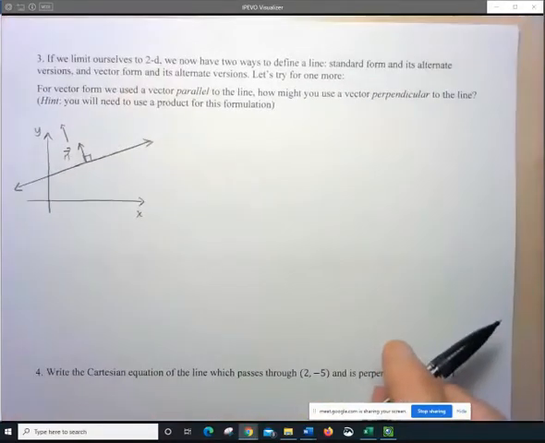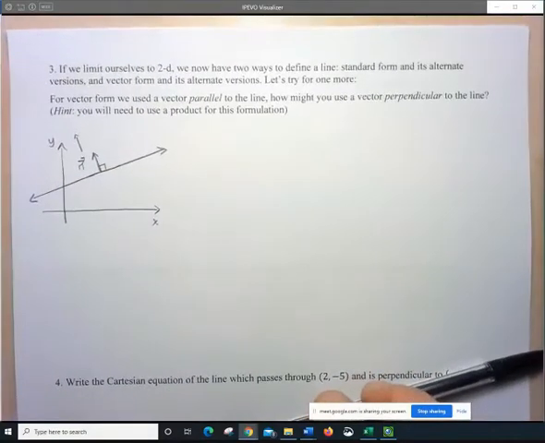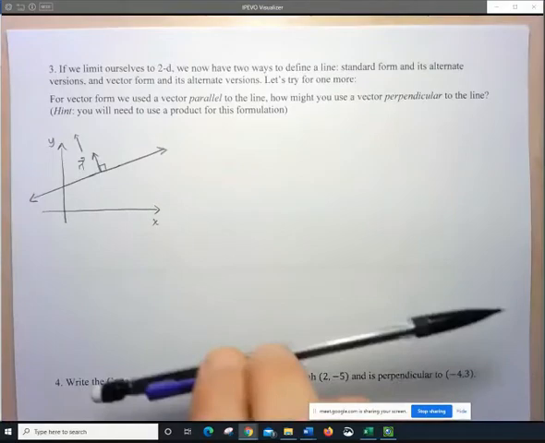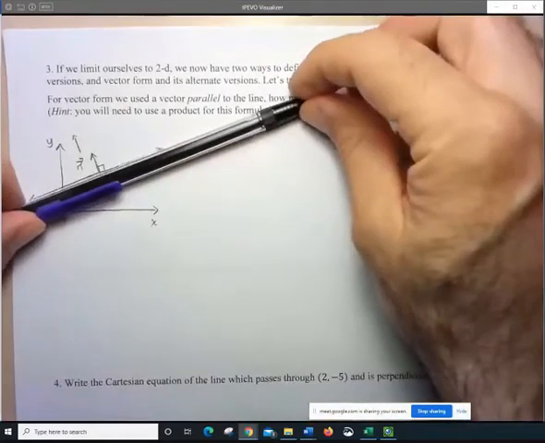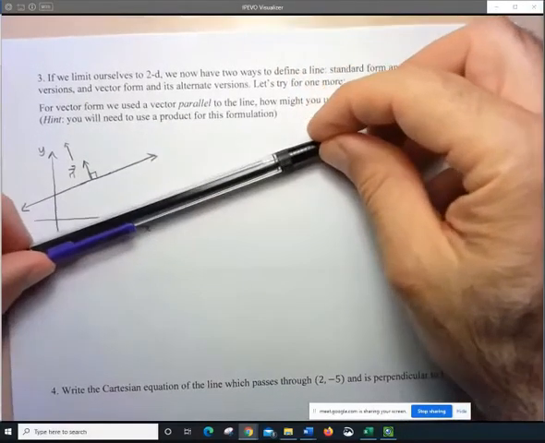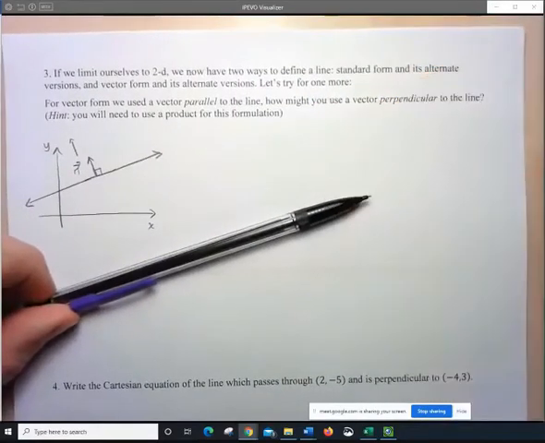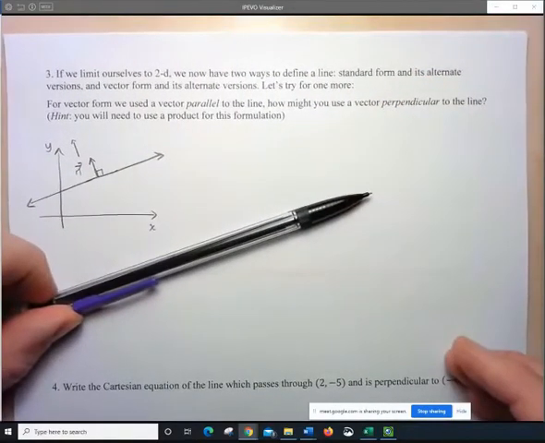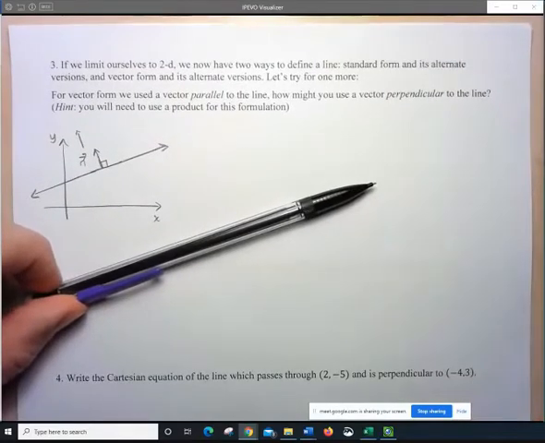But as before, when we were working with parallel vectors or direction vectors, this is not the only line that's perpendicular to that vector. This line is perpendicular to that vector. This line is perpendicular to the vector. Lots of lines are perpendicular to that vector. So what else do you think we're going to need if we want to use a perpendicular vector? What should we expect to also need?